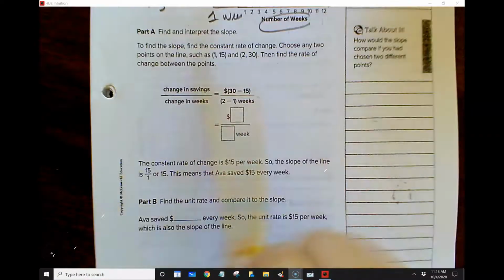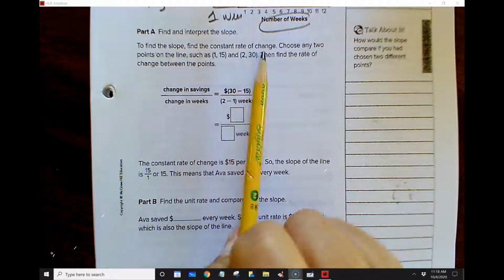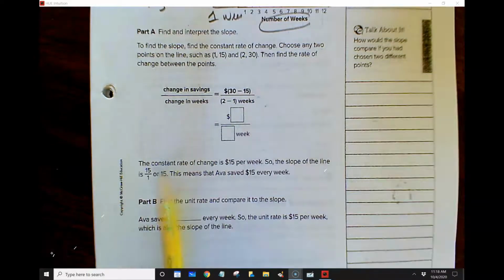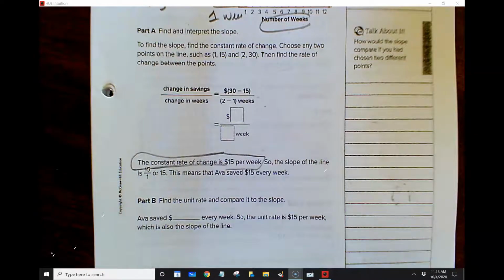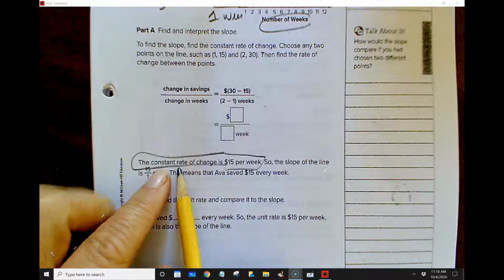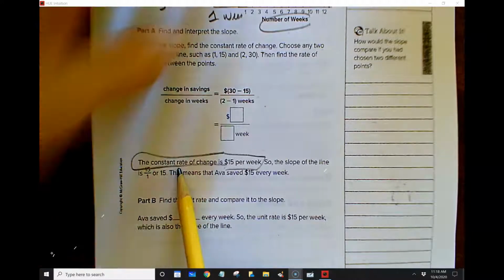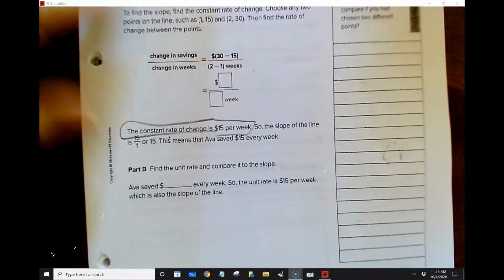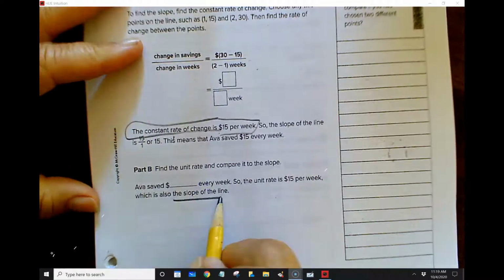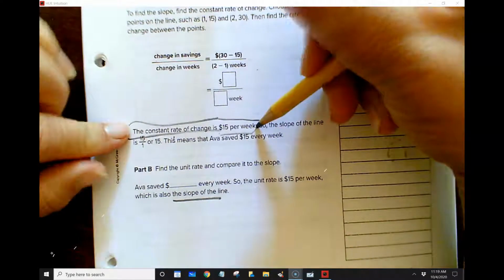So if you just look at the questions they have here, find the slope, find the constant rate of change, which is what we did. And that's the rate, it's $15 per week. So the constant rate of change is $15 per week. Now in terms of what the slope is, the mathematical technical point: the constant rate of change is what it means in terms of context using real words, $15 per week. The slope is the math speak. The slope of the line happens to be the same. So the constant rate of change is the same thing as the slope.